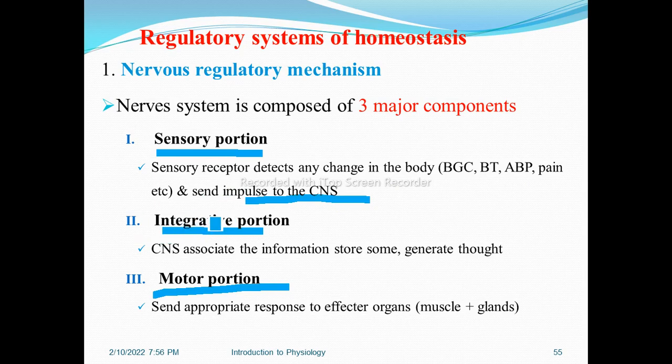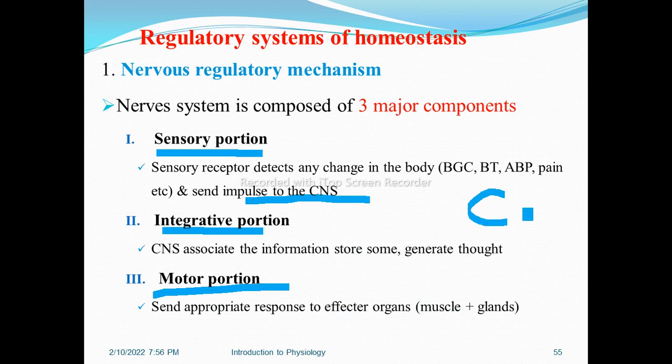The integrative or association portion is the CNS. In the CNS it associates information, stores some, and generates thought, so we interpret and understand the thought which goes there. The other is the motor portion. This is the response, so it sends an appropriate response to effector organs. Effector organs are muscles and glands.